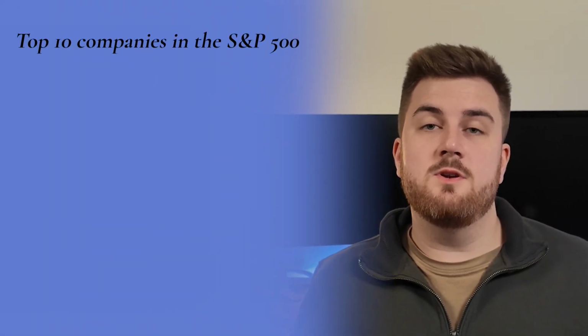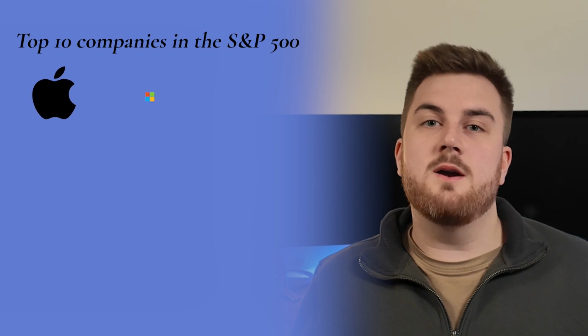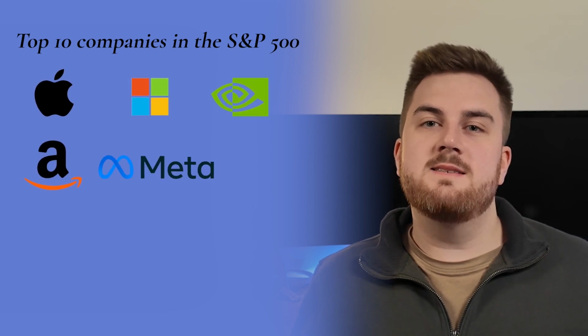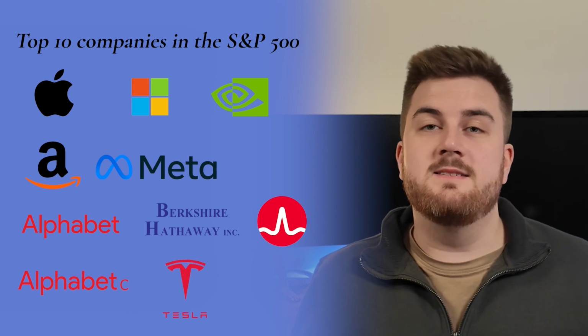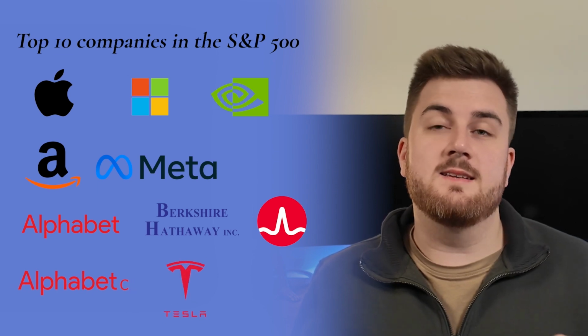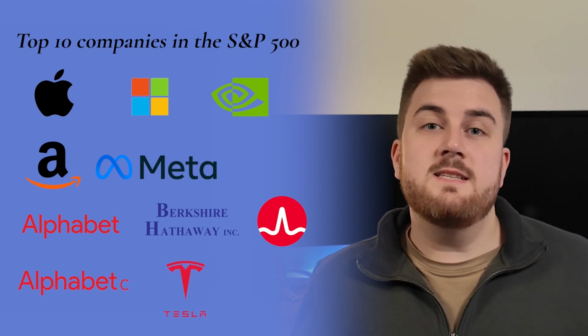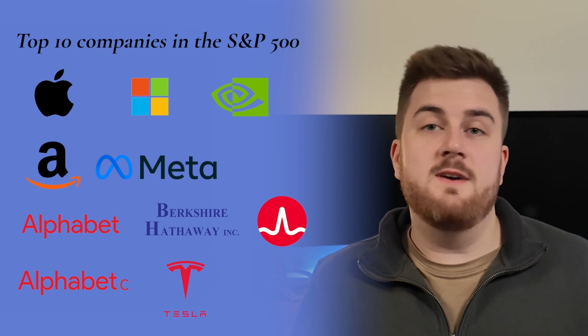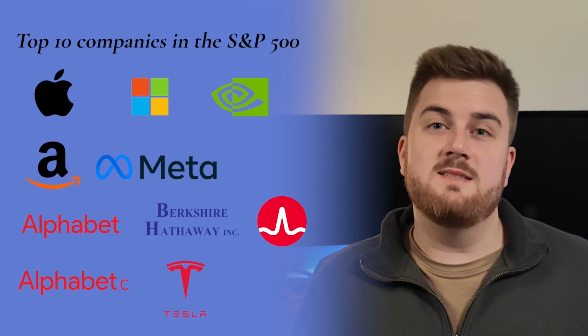As of making this video, the top 10 companies in the S&P 500 organized by weighting are Apple, Microsoft, Nvidia, Amazon, Meta, Alphabet, Berkshire Hathaway, Broadcom, Alphabet Class C, and Tesla. So Alphabet has Class A and Class C shares. That's why it appears twice. This list of big names is one of the main reasons why investors are attracted to it. Who doesn't want to own a piece of these tech giants?